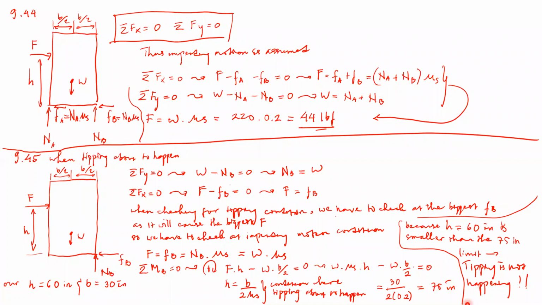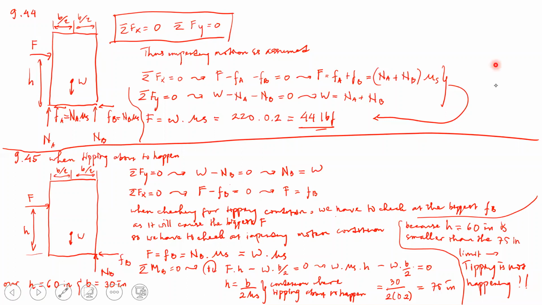Okay. Then after that, we check what is the value of our height here, the H here. The H here, the value is 60 inch, right? And 60 inch is less than 75 inch. That's why we can conclude that tipping is not happening. That's the thing. Okay. Anyone have any question here? Because it's slightly more difficult than the question before.